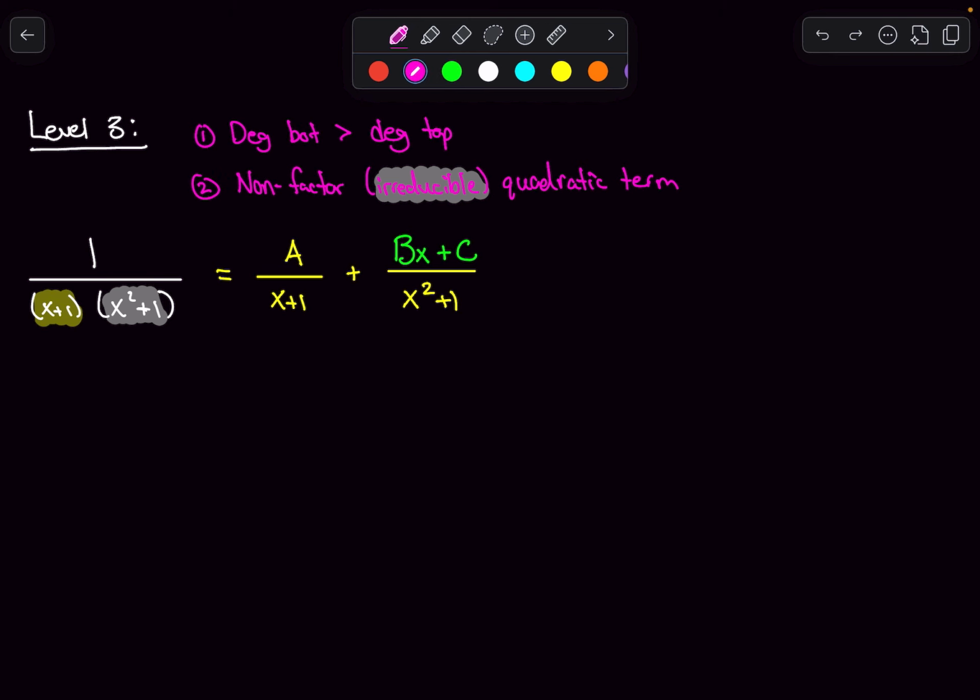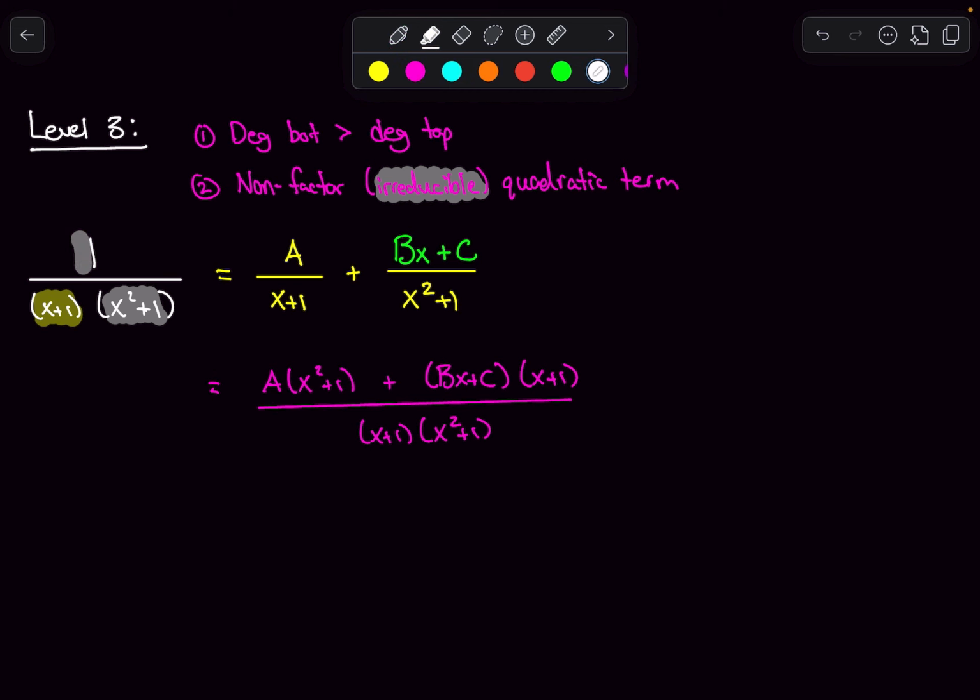But yeah, this is how we would break it down, and then everything from here on out follows this exact same process. We would still do a times x squared plus 1. I would need to multiply this bx plus c term times x plus 1 on its own. That's going to give us our common denominator of x plus 1 times x squared plus 1. And from here, we're going to balance out the numerators again. This numerator has to equal this numerator, and you can go about doing any method you want for solving for your a, b, and c in this particular way.